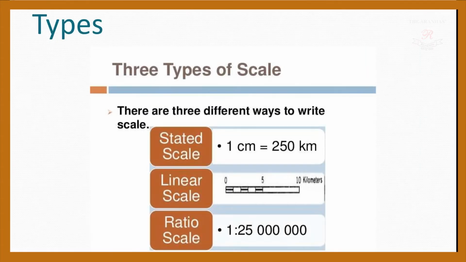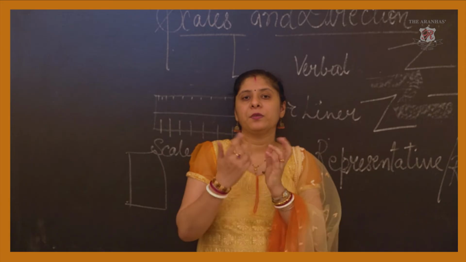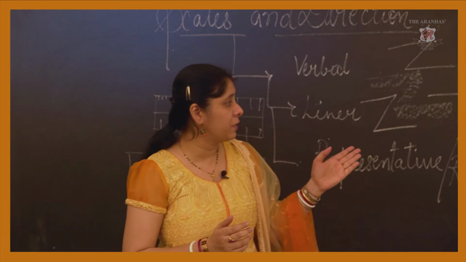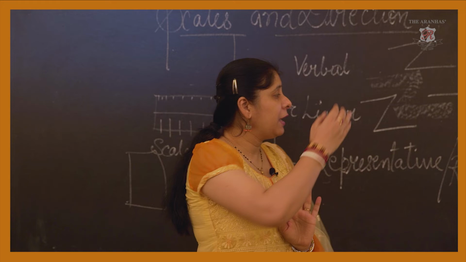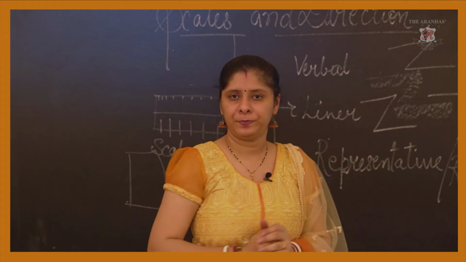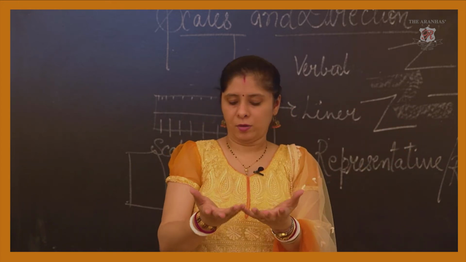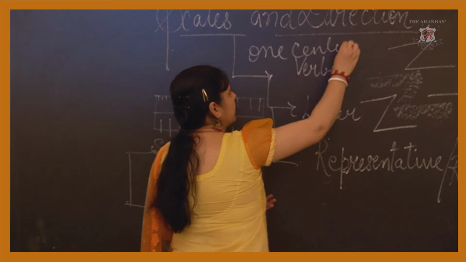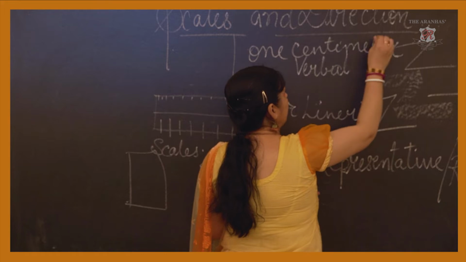Yes. Now, the types. There are 3 types. The first is the stated scale, that I have explained, the verbal, the words. Second is the linear scale and then the ratio scale. Now, when I talk about the stated scale, that means the verbal scale, it is written in a verbal manner, like 1 centimeter equals 250 kilometers. There are different types of writing patterns. Verbally we will write, or we will write in spellings like 1 centimeter, like this we will write.